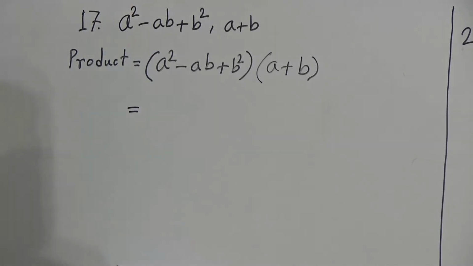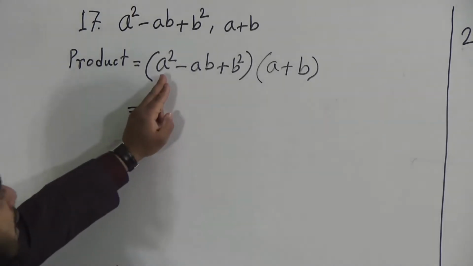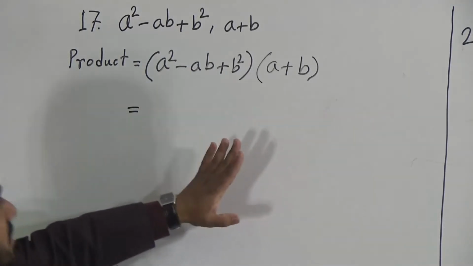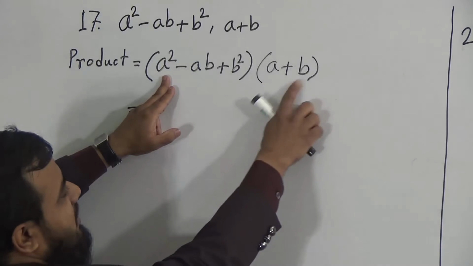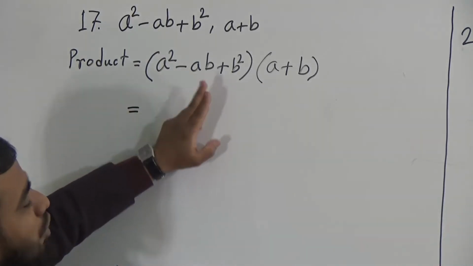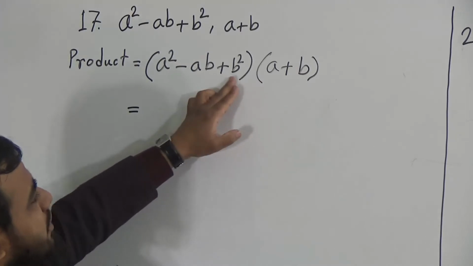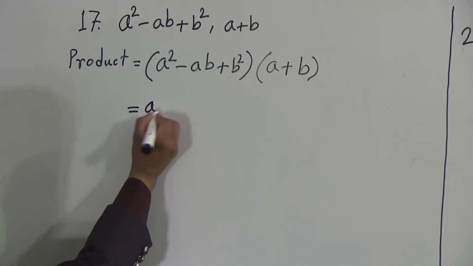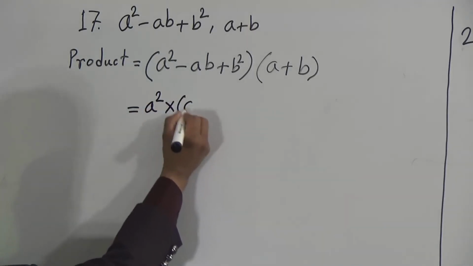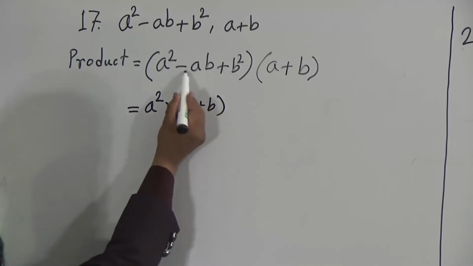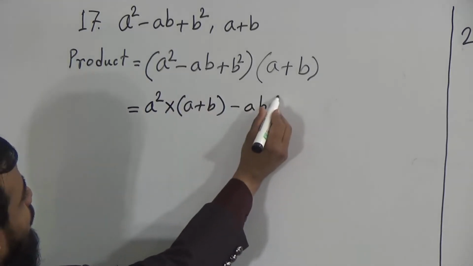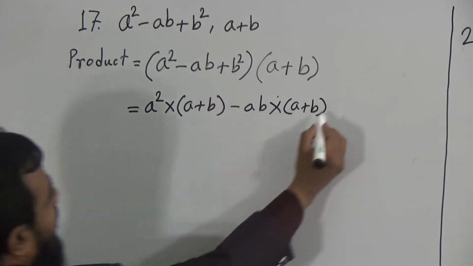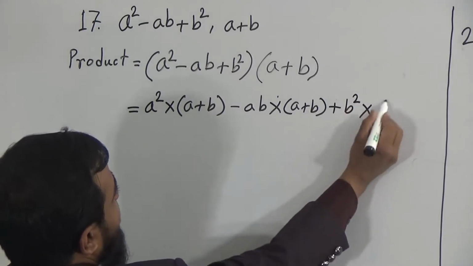Look, first of all we need to separate these. How? This a square minus ab plus b square is multiplied with a plus b. That means this a square is multiplied with a plus b, this minus ab is also multiplied with a plus b, and plus b square is also multiplied with a plus b. We need to write this down separately. That means a square multiplied with a plus b. After that minus ab is also multiplied with a plus b. And my dear students, plus b square is also multiplied with a plus b.